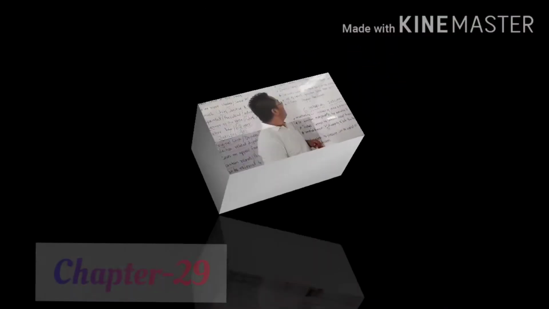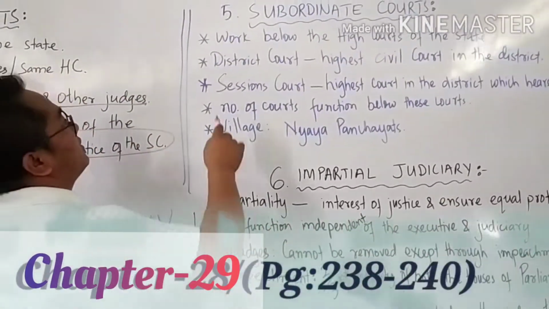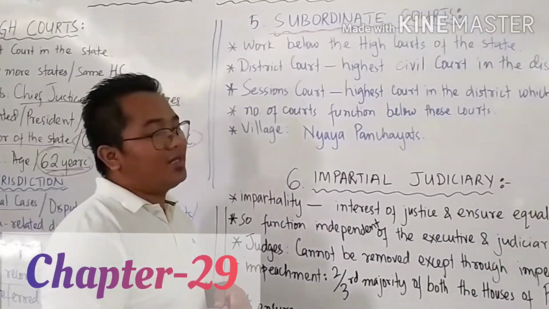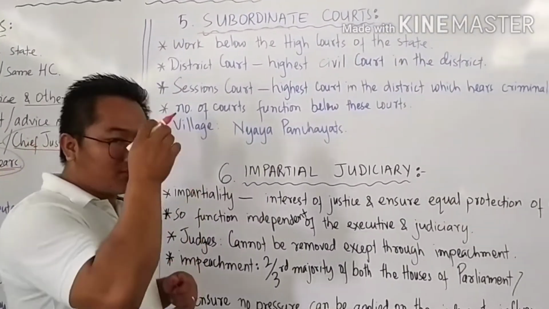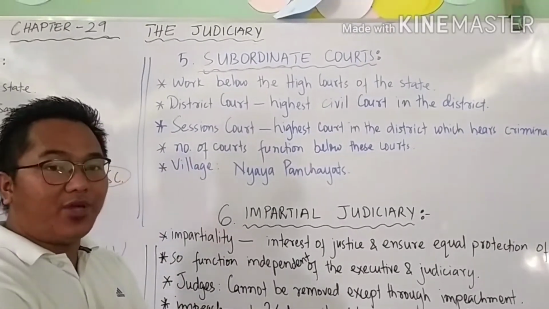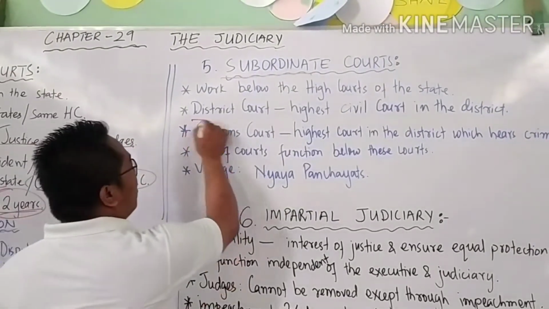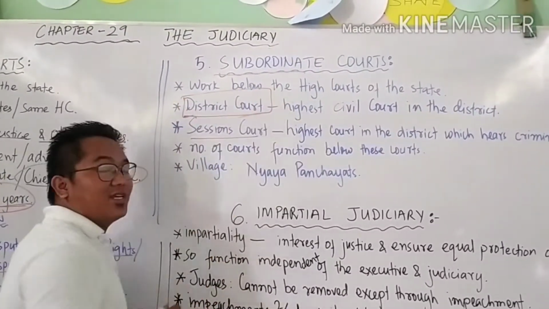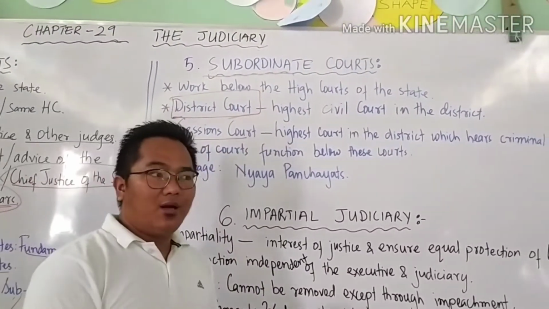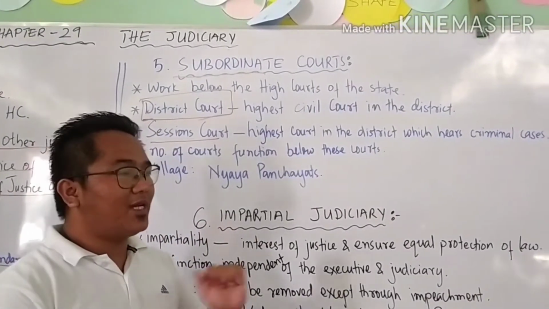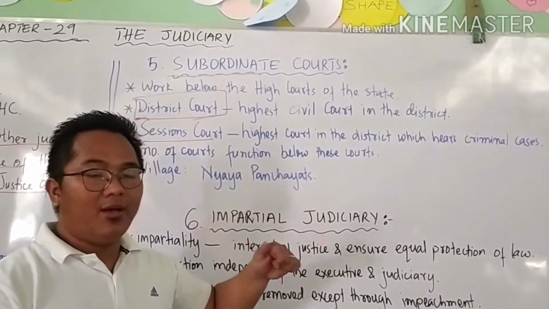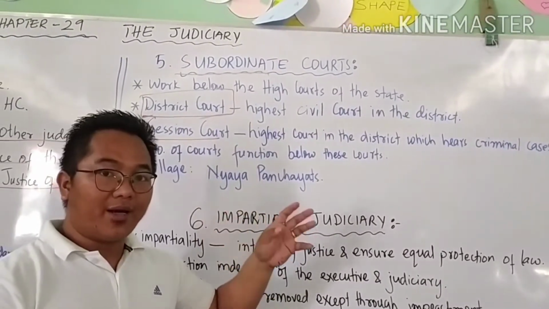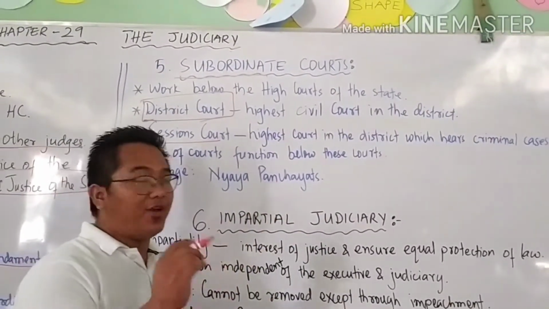This is about the High Court. Let us learn about the subordinate courts. The subordinate courts work under the High Courts of the state. Now in the district we have 2 courts, the District Court and the Session Court. The District Court deals with civil cases. If you remember the 2 types of cases, civil cases are disputes regarding land, inheritance, etc., and criminal cases are regarding crimes such as theft and murder.